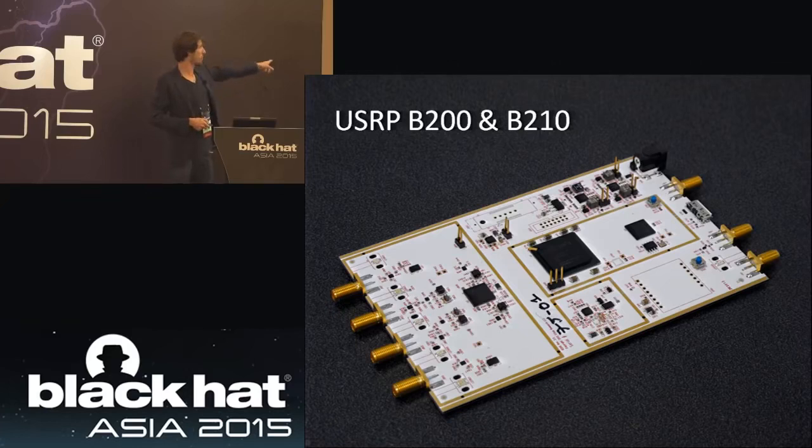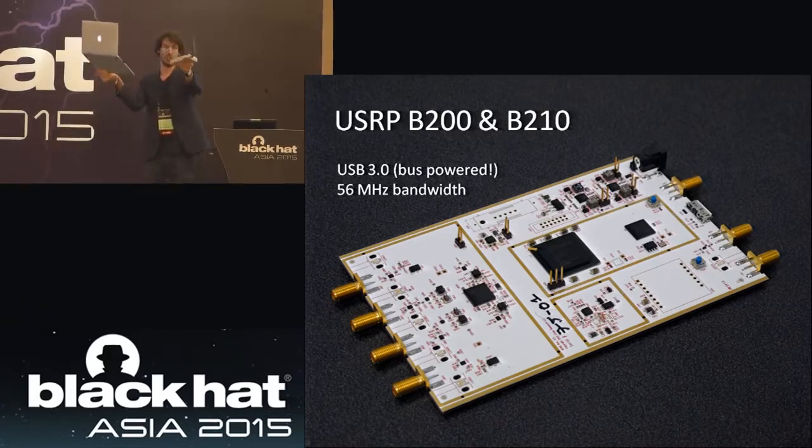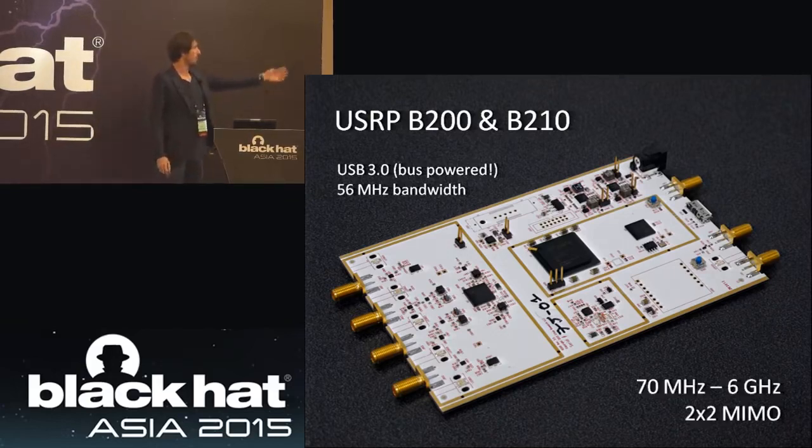So most of the stuff I'm going to show you is using this board that I showed you. It's USB 3. 56 megahertz of bandwidth. It's bus powered, really, which is really cool. So that whole Rickroll setup I had here was just the laptop and the thing plugged in. You don't need external power, and you can go from 70 megahertz to 6 gigahertz, which is a huge frequency range to step through.